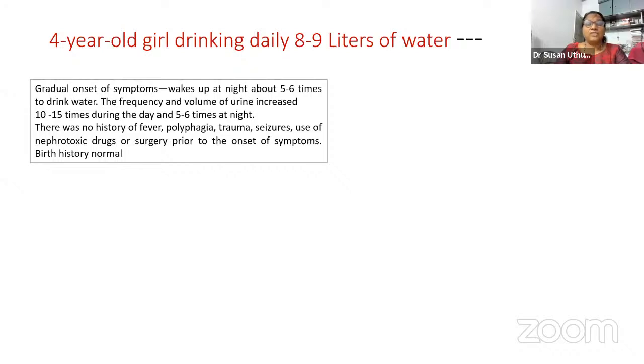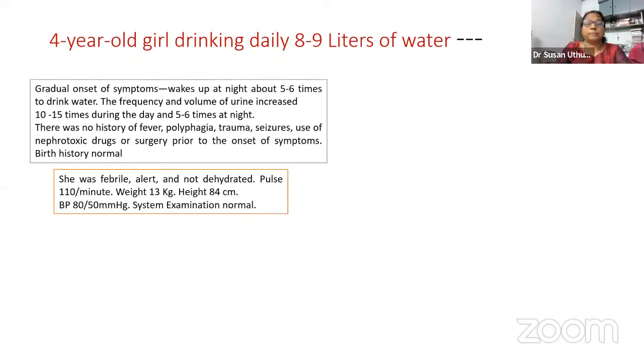She used to wake up at night 5 to 6 times to drink water. The frequency and volume of urine increased 10 to 15 times during the day and 5 to 6 times at night. So the child was actually going on drinking, and not having time to really eat well. And so the child used to vomit a lot also because of this lot of water that is being taken.